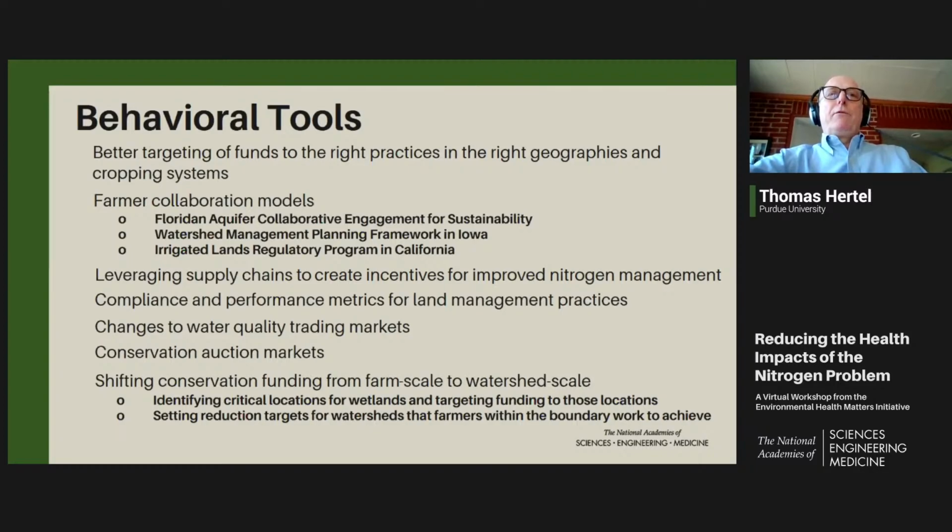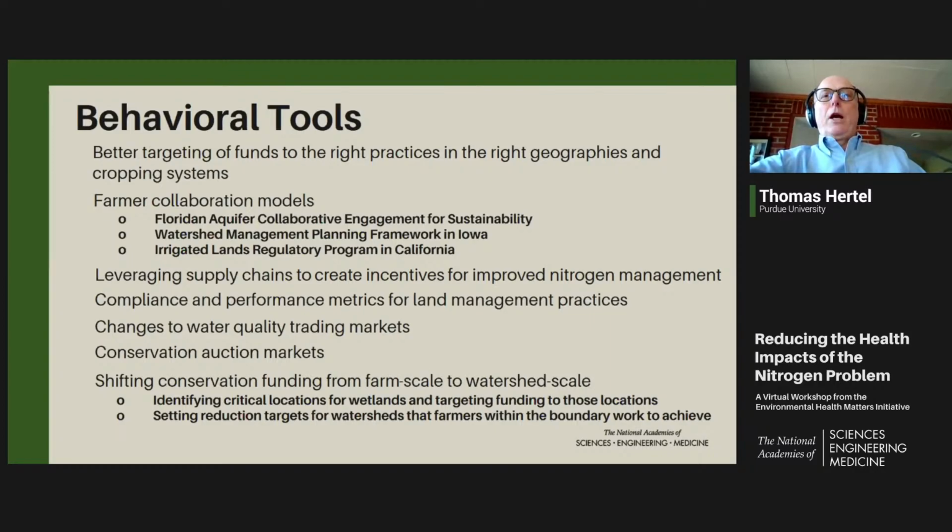So, better targeting of funds, yes, by all means. My colleague at Purdue, Jing Liu, who's on this workshop call right now, has recently estimated that for a variety of different solutions, 90% of the nitrate leaching mitigation tends to come from about 10% of the grid cells in the Mississippi basin. So targeting makes an awful lot of sense.